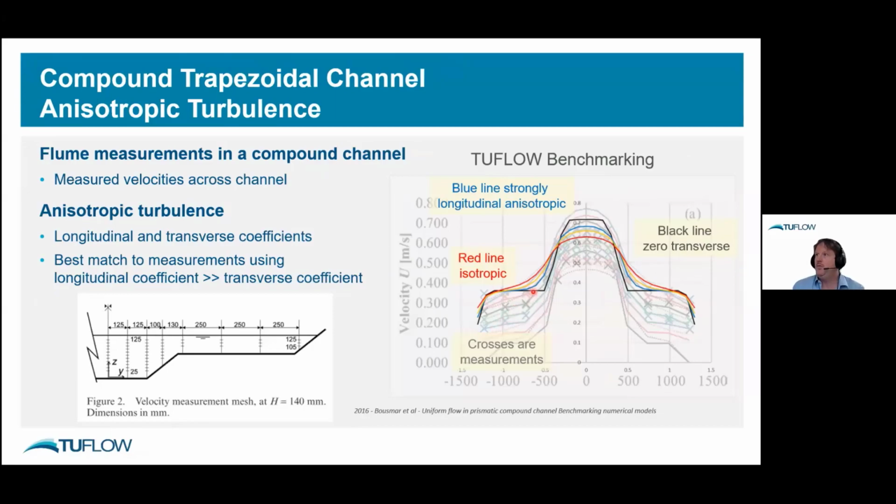And what we're seeing there is the red cases with isotropic turbulence, where we've got a higher velocity in the overbank area compared to the measure. So there's more smearing, so there's probably too much momentum transfer across the channel. The black line is the case with no transverse term turned on. And the yellow and the blue lines are somewhere in the middle. So the blue case has more of the longitudinal turned on compared to the transverse.